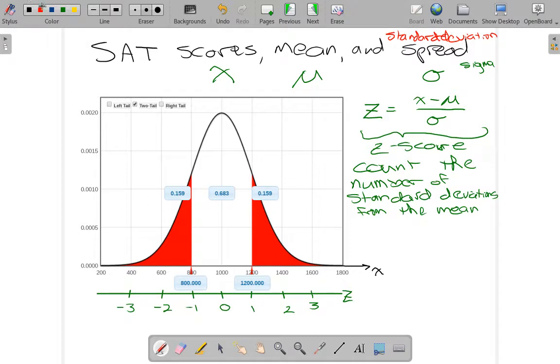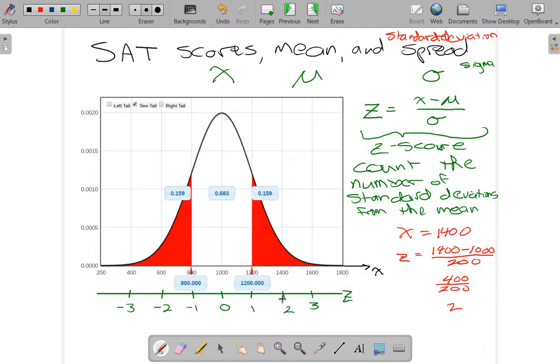So if we claim somebody's SAT score is 1,400, to figure out their z-score, I would plug into this formula. So I would take their score of 1,400. From it, I would subtract the average of 1,000, and then I would divide by the standard deviation. So I want to know how many groups of 200 are in between their score and the distance to the mean. So 1,400 minus 1,000 is 400. 400 divided by 200 is 2, which is the z-score that goes along with 1,400.